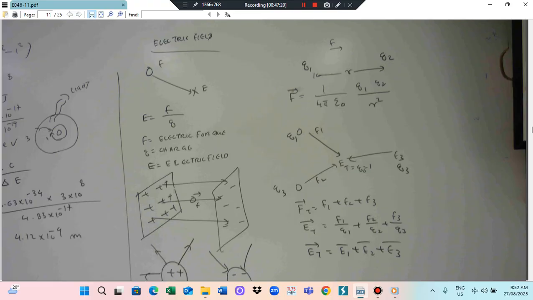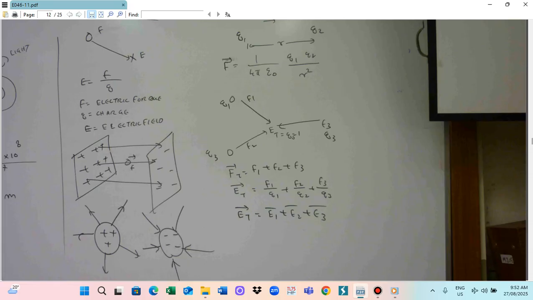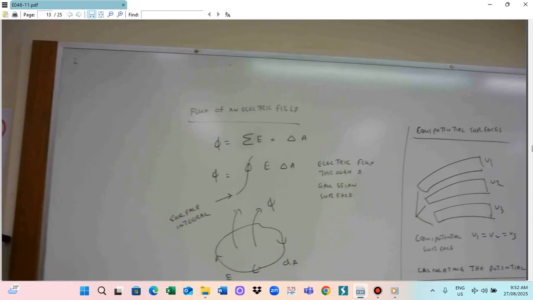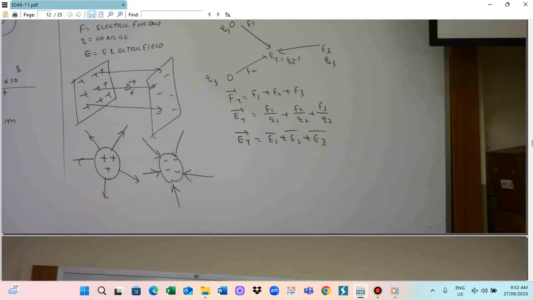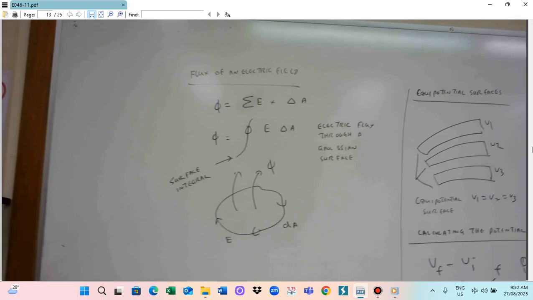When the electric field is acting on a place, the flux will also be coming out. The flux of the electric field can be calculated. So this is the flux of an electric field. The flux of the electric field is the summation of all the field strength multiplied with the area. So this is for the flux of the electric field.